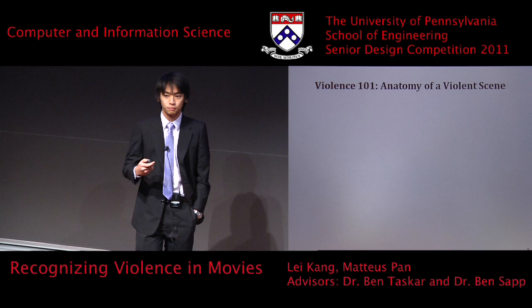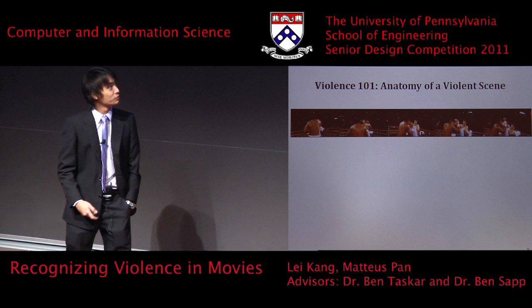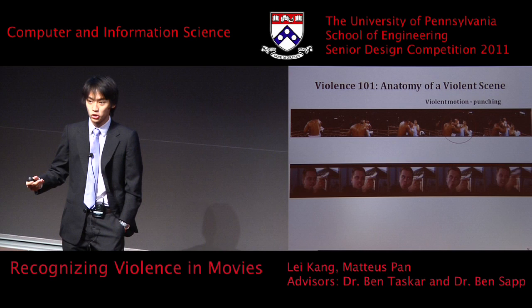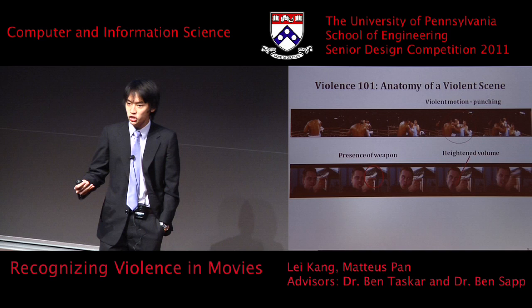So let's start off. Violence 101, the anatomy of a violent scene. What happens in violent scenes? We say there are four main things that happen based on the results of watching many, many violent movies. So the first one, as you can see over here, there is punching, a violent motion. From this second scene, we see that there are two main things. The first one is the presence of a weapon, such as a handgun. And next, we see heightened volume. There's more shouting, you hear gunshots, and that kind of thing.